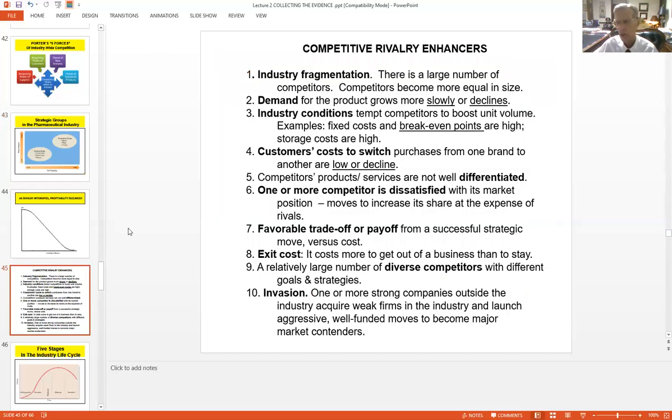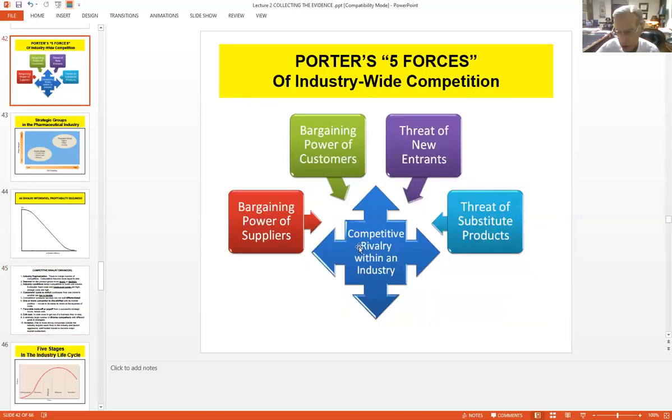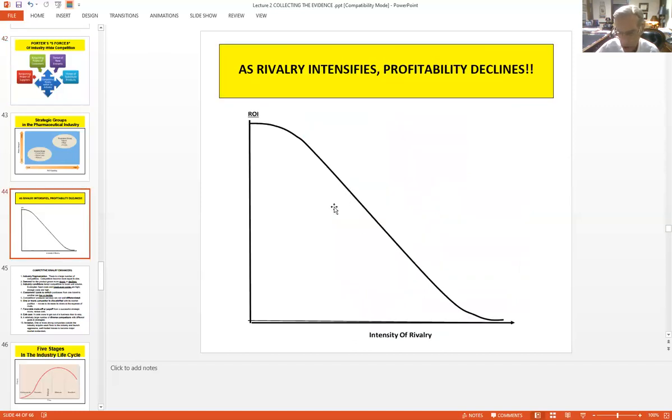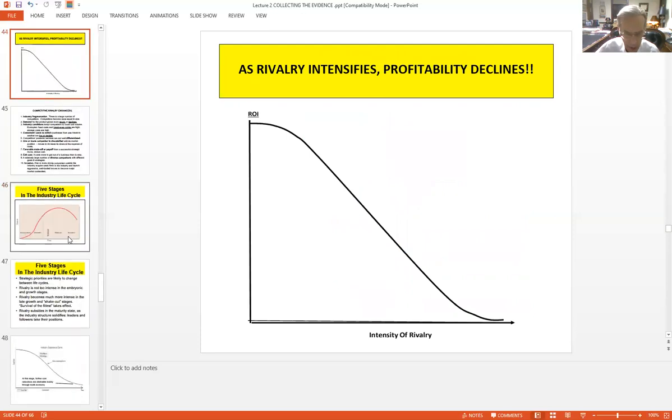Here is a list, incidentally, and I might have shown you this earlier, of factors that can increase competitive rivalry. And my suggestion to you is to print this slide off and use it as a checklist to measure the intensity of rivalry in your industry. And based on your conclusions, you can then come up with a score for the intensity of rivalry in your industry, and thereby estimate what the impact on profitability will be.